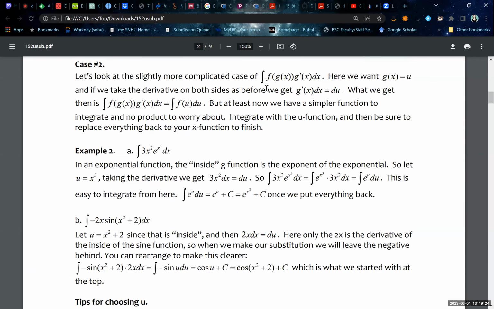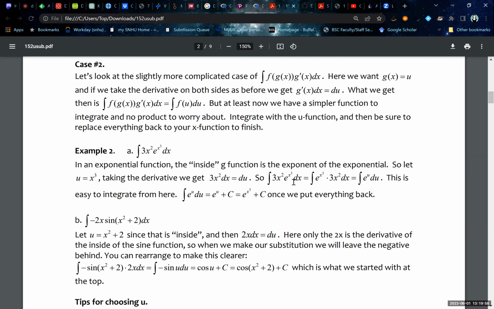Now, in our second case, we have a composite function and the derivative of the inside right next to it. So this would be an example of our 3x squared e to the x cubed. Whenever you have an exponential function, the inside is the exponent. So we're going to let the inside be our u substitution. U is x cubed. Taking the derivative of that, u becomes du, and x cubed becomes 3x squared dx.